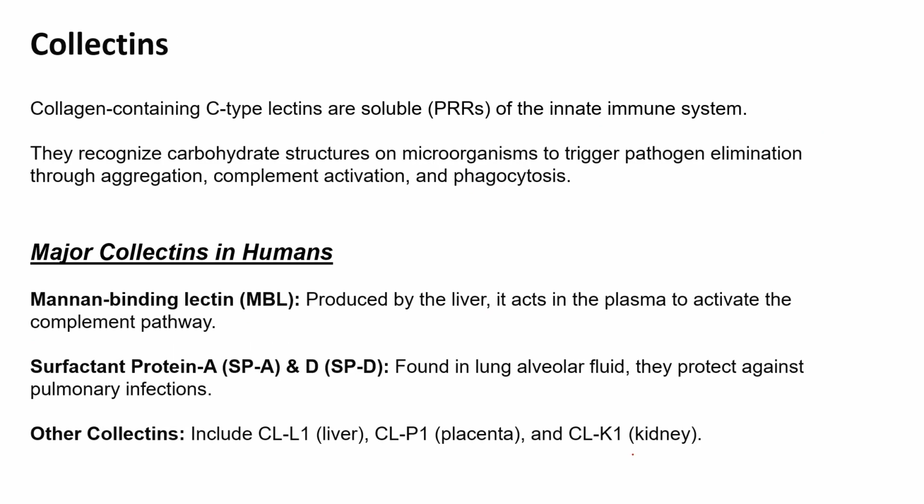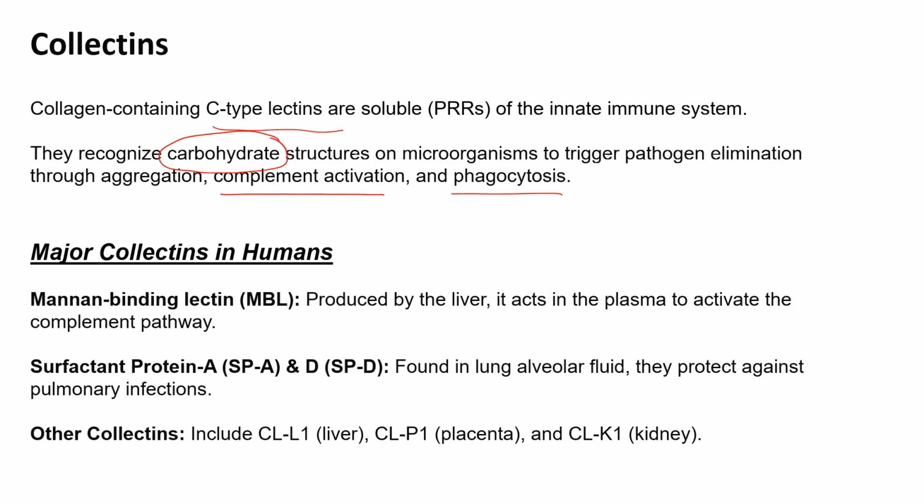The next one is collectins. The collectins are specifically collagen containing C-type lectins. These are again soluble, as the pentraxins are, and are also part of the innate immune system. Just remember that these are C-type lectins, soluble components, and very specifically they can recognize carbohydrate structures. They can recognize the carbohydrate structures present on a microorganism to trigger its degradation, either by activating the complement proteins or by phagocytosis. So these are very specific proteins which can detect carbohydrate structures.